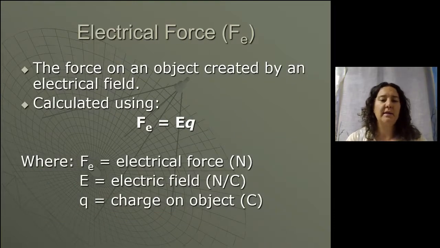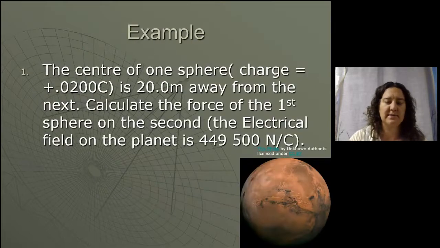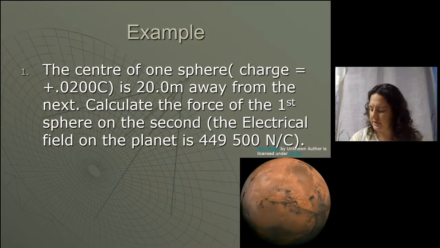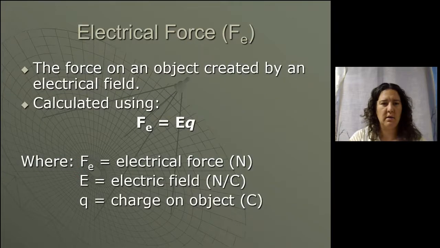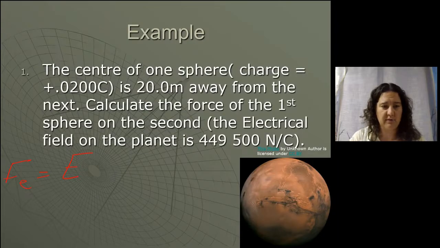We can also calculate the force on an object created by an electric field, either between two charged objects, or if there is just a charge on an object and an electric field strength. The formula I'm going to use in the next example is in your data booklet. This is the force that one field will place on a charged object. So the force of the electric field is equal to the electric field strength multiplied by the charge on the object.